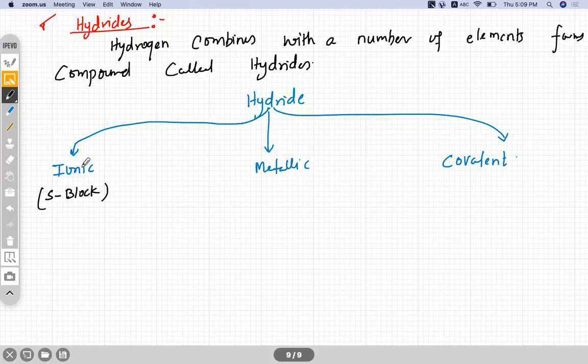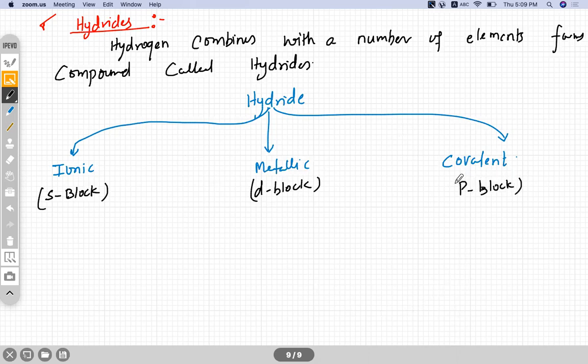After S block, what do we have in the periodic table? D block, right? Metals. So D block metals form metallic hydride. So this is formed by D block elements. Clear? No doubt. And after D, we have P block. So P block elements form covalent hydrides. Okay. So CH4 is covalent, P block.